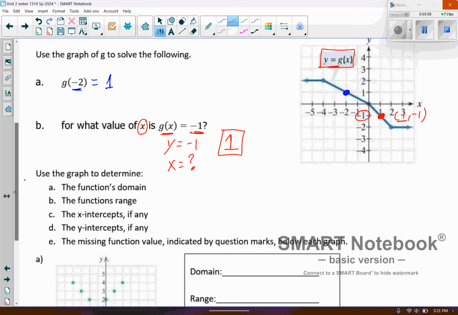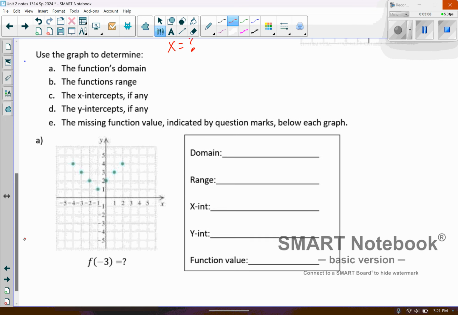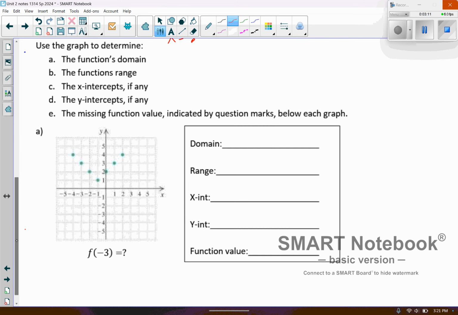Okay, this next part is going to be the bulk of the lesson. What we're going to do here is we're going to be given a graph, and we need to determine the domain. So if you remember, domain is just the list of x values. The range is going to be the list of y values. And then if there are any x-intercepts or y-intercepts, they want us to go ahead and list those. And then they want us to find the missing function value indicated by the question mark below the graph. So for example, on this one, they want us to figure out what is f of -3. So very similar to what we were just doing up above.